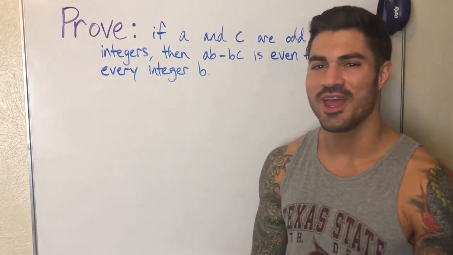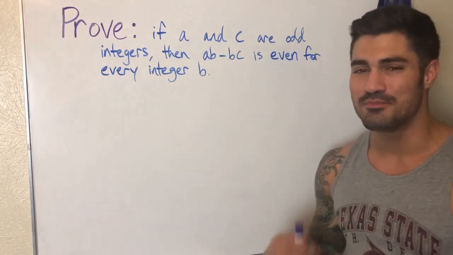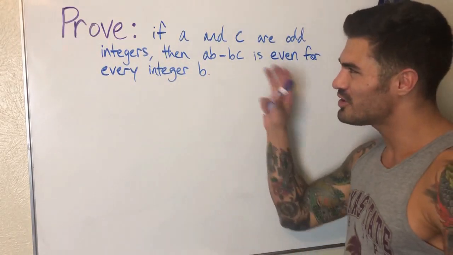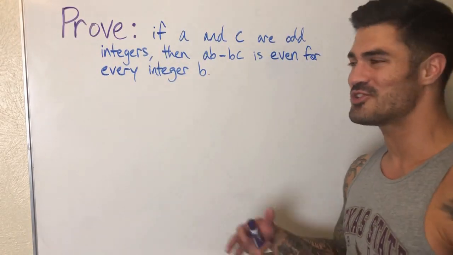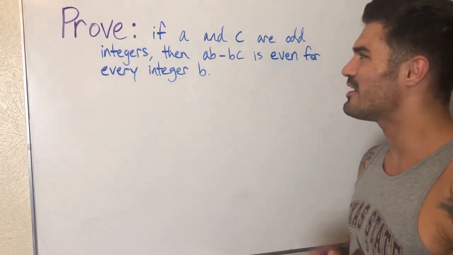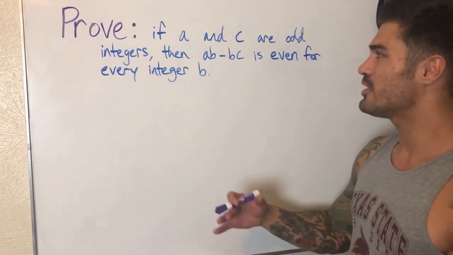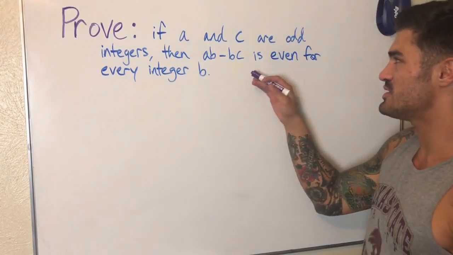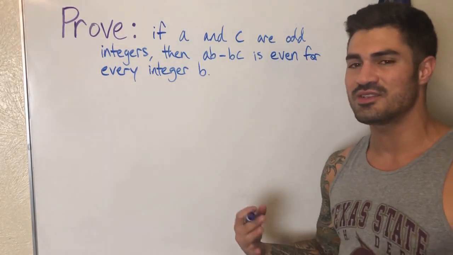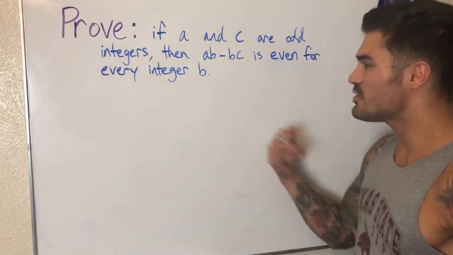Alright, next proof. If a and c are odd integers, then a times b minus b times c is even for every integer b. So looking a little different. There's no actual numbers. It's all letters. That scares people sometimes, but it's really not that scary. Let's break it down a little bit. A and c are odd integers. That's our p. That's what we're going to assume. And we're going to try to show that a times b minus b times c is even for every integer b. Every integer b means b needs to stay arbitrary. It needs to stay just a b, right? So let's go ahead and see if we can start.